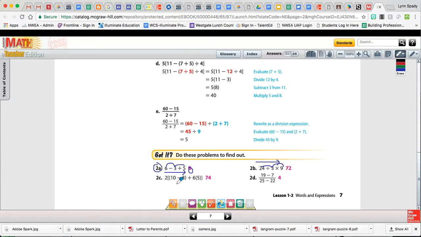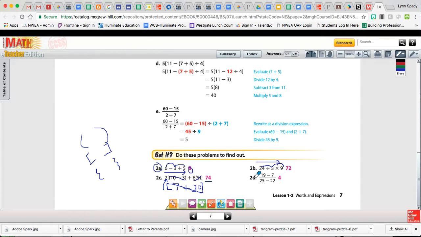In 2C, we have some grouping symbols. And so we have grouping in the way of parentheses and brackets. And sometimes we go to braces, and those are the squiggly ones. So in this case, I'm going to do this grouping, 10 minus 3, which is 7. And then I have an addition sign, and then 6 parentheses 5 means multiplication. So 6 times 5 is 30. And all of that is in these brackets. So I'm going to take 30 plus 7 to get 37. And 37 with this 2 out front means to multiply. So 37 times 2 is 74.